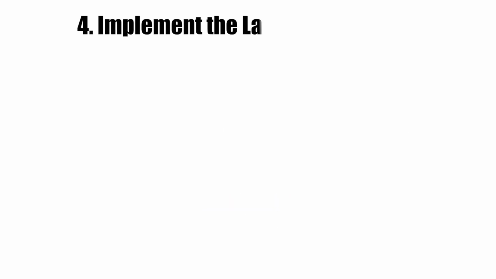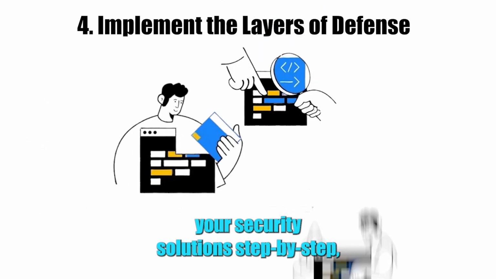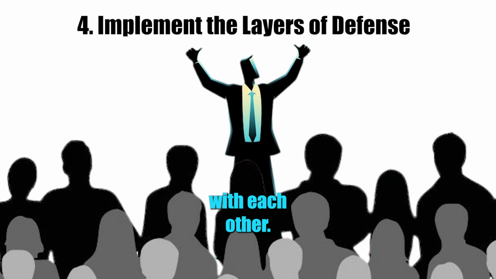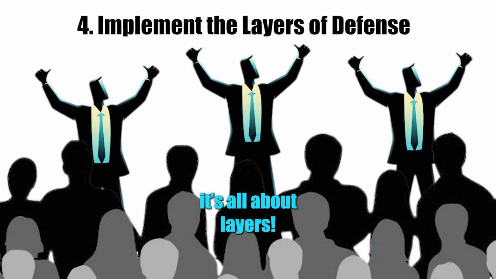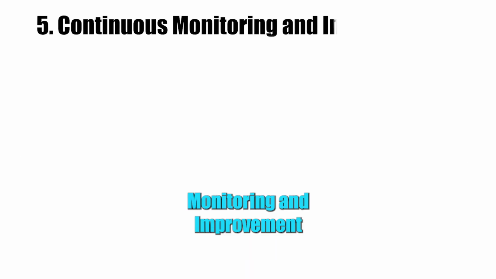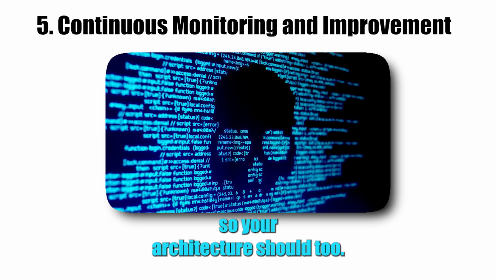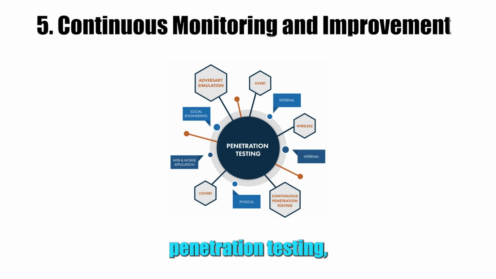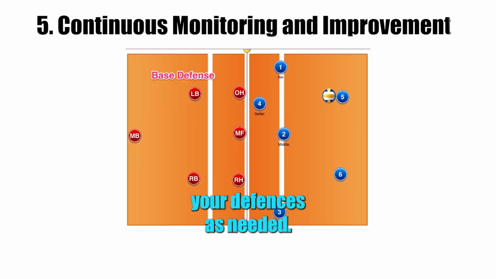Fourth, implement the layers of defense. Deploy your security solutions step by step, making sure they integrate smoothly with each other. Remember, it's all about layers. Fifth, continuous monitoring and improvement. Cyber threats evolve, so your architecture should too. Regularly update your systems, conduct penetration testing, and adjust your defenses as needed.